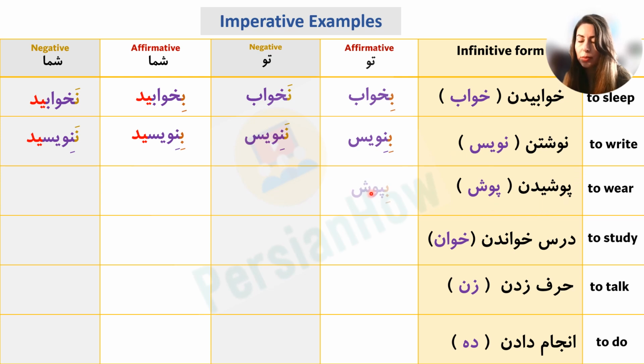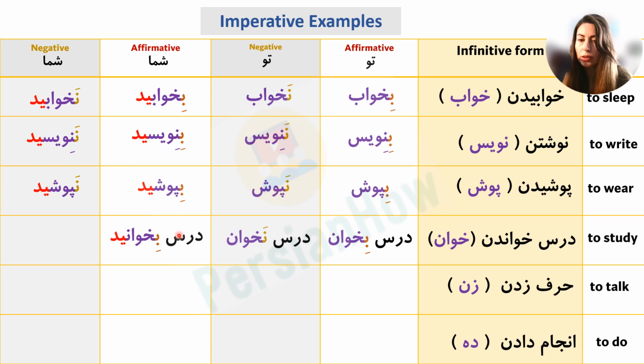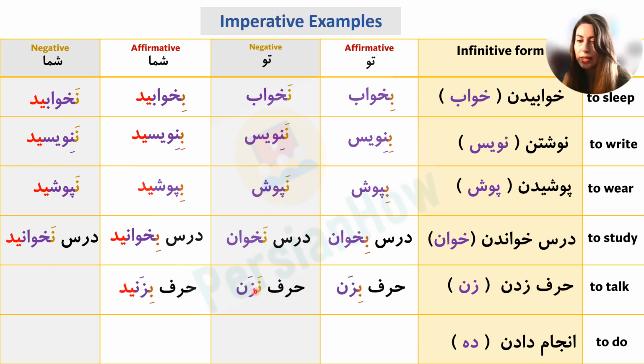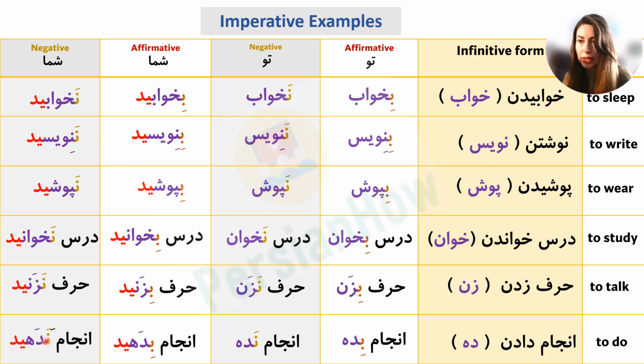The third one, پوشیدن. Push is the present stem. بپوش، نپوش، بپوشید، نپوشید. And then the next one, درس خواندن. خوان is the present stem. درس بخوان، درس نخوان، درس بخوانید، درس نخوانید. The next one, حرف زدن. زن is the present stem. حرف بزن، حرف نزن، حرف بزنید، حرف نزنید. And then the last one, انجام دادن. ده is the present stem. انجام بده، انجام نده، انجام بدهید، انجام ندهید.